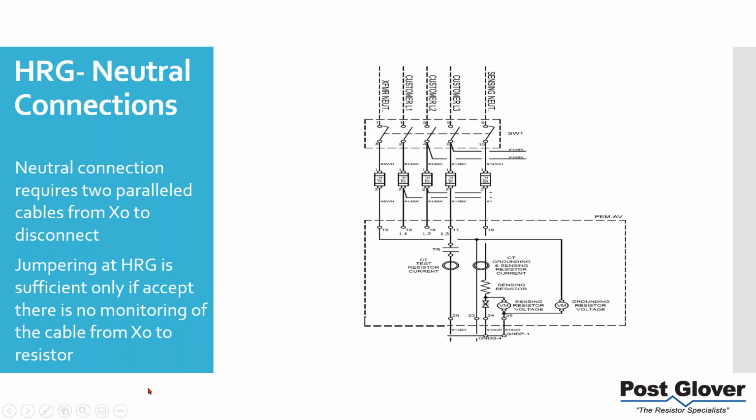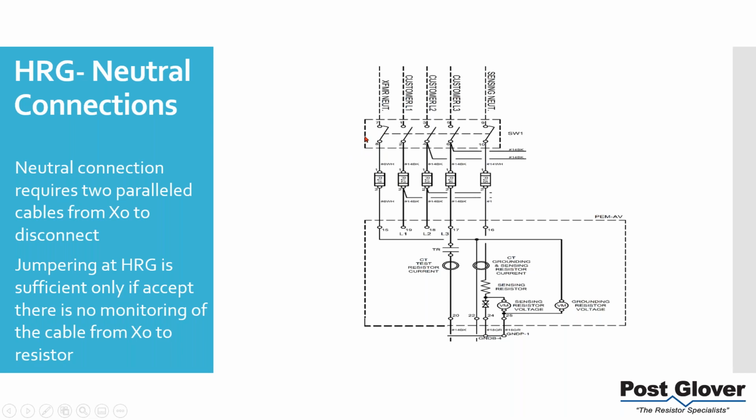So neutral connections, we have a 5-pole disconnect on our unit. Now, I will say that we do have an option to have a continuous neutral, but typically speaking, we have a 5-pole disconnect switch. Your 3-phase cables, you actually have 2 neutrals. We ask that you parallel 2 cables from the XO of either your transformer or your generator.